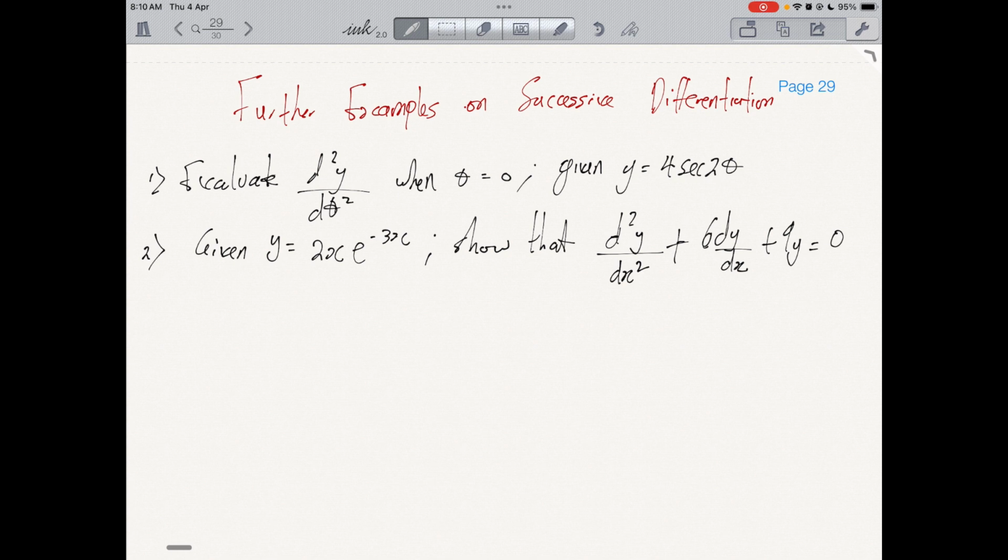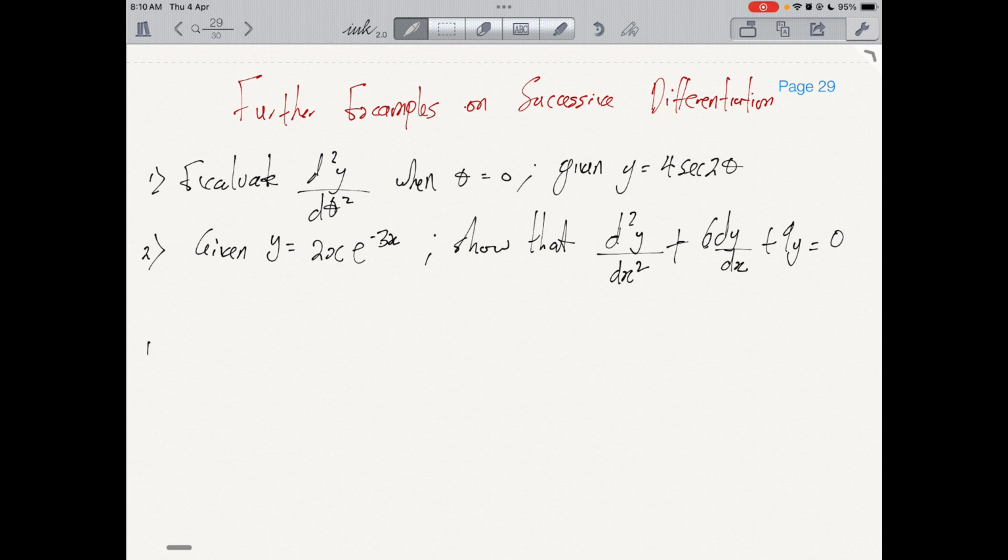Let's solve two more problems on successive differentiation. The first says evaluate d²y/dθ² when θ is equal to 0, given y is equal to 4 sec 2θ. And given y is equal to 2x e^(-3x), we should show that d²y/dx² plus 6 dy/dx plus 9y is equal to 0.